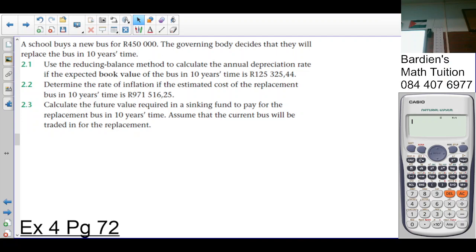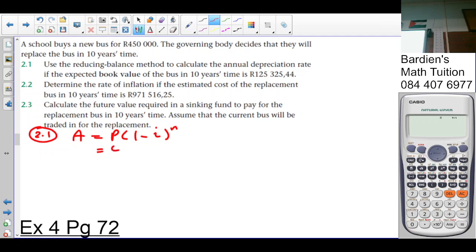So, what is the formula for depreciation on the reducing balance? A is equal to P into 1 minus i to the exponent n. Okay? So, currently the bus costs 450,000, into 1 minus i, which is what we're calculating, to the exponent 10, will be worth 125,325 and 44 cents. So what we do first is divide by 450,000. Then I take the 10th root, then minus 1, then divide by negative 1.